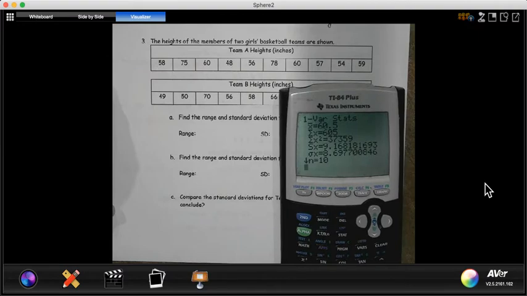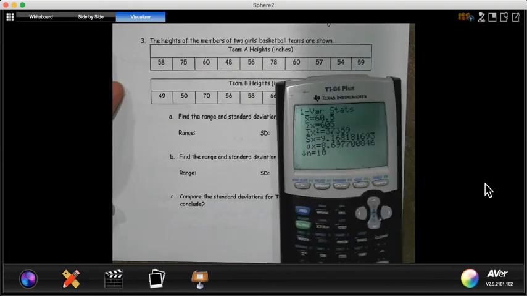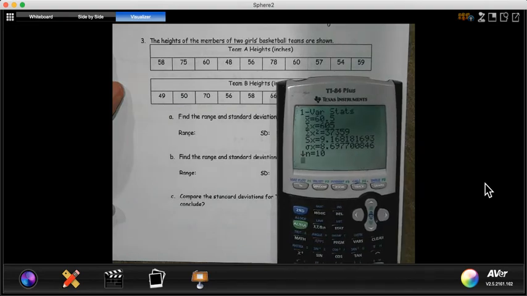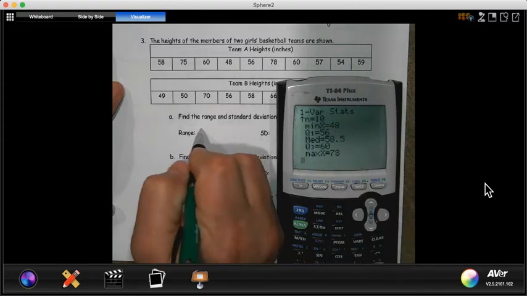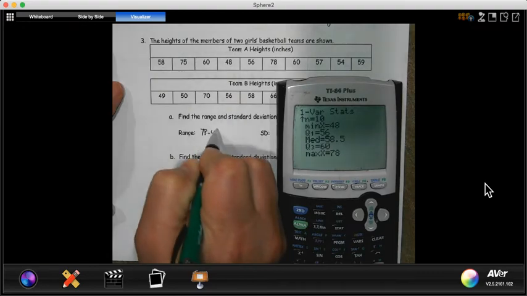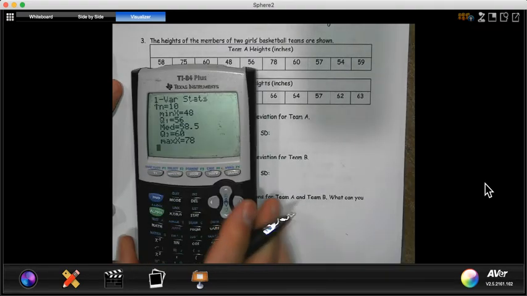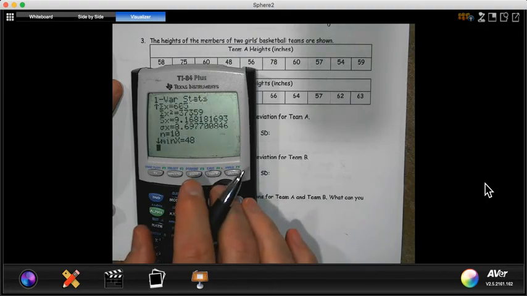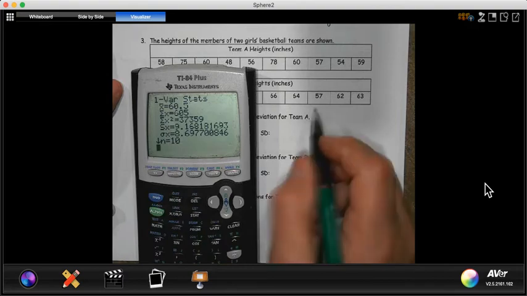Oh, okay, yeah. So we got to do the range and the standard deviation. So the range is the max minus the min. So the max is 78 and the min is 48. So 78 minus 48 is 30. And the standard deviation is that number right there, the 8.7.